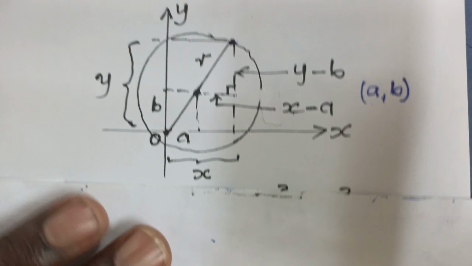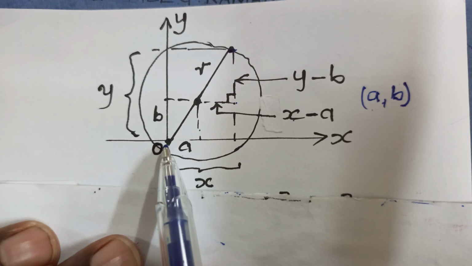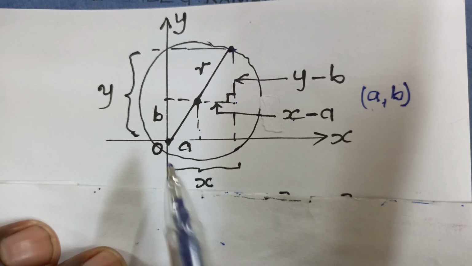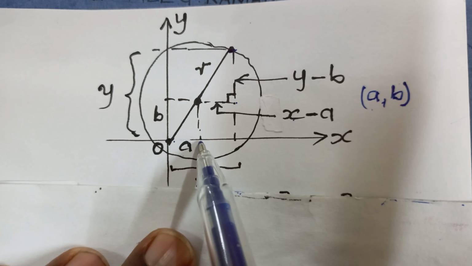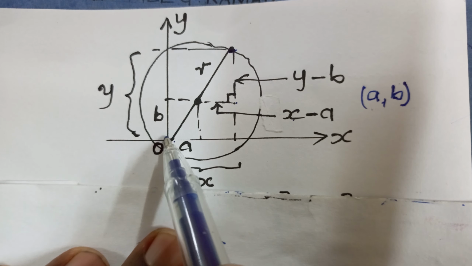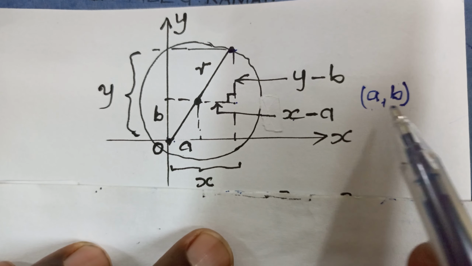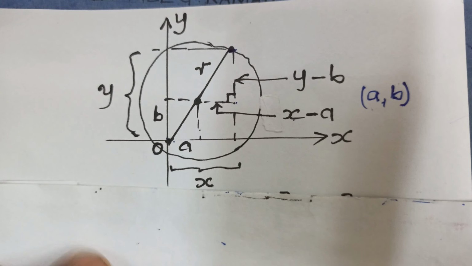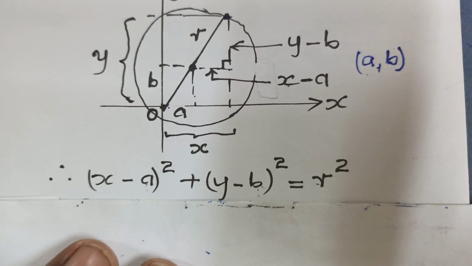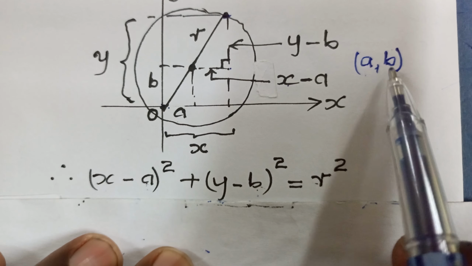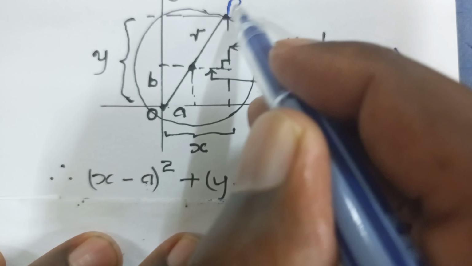For the equation of a circle, I have drawn a circle here whose center is offset from the origin, that is point (0, 0). As you can see, from the origin to the center, we have a on the x-axis and b on the y-axis, so that the center is at point (a, b) from the origin. With the center as (a, b), we can now find the radius. Let's call this point P.